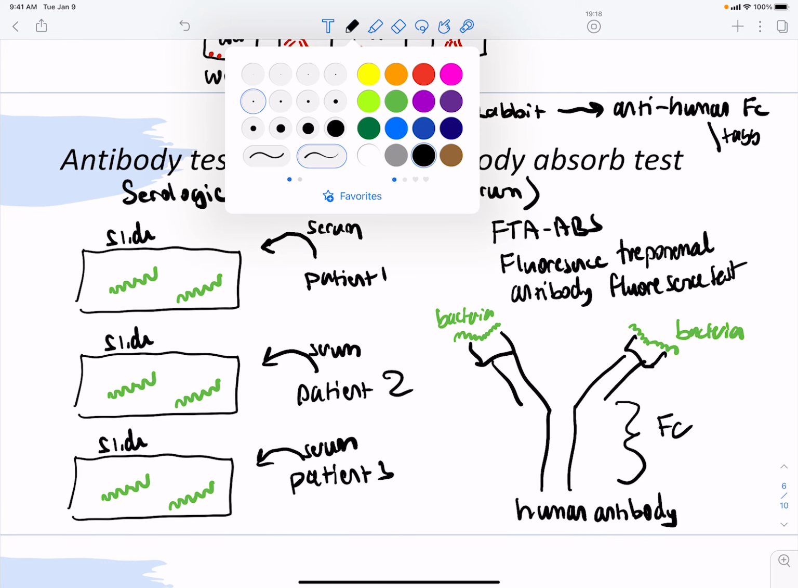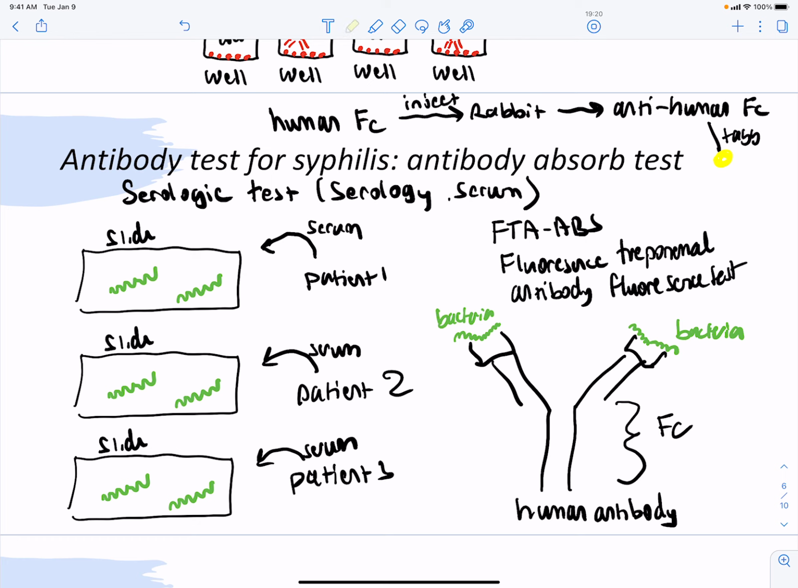Okay? Then you can take this anti-human Fc and you can tag it with a fluorescence. So you can make a tag that will make it glow if it binds. And so when you add patient 1, patient 2, patient 3, you are going to follow this. So this is step 1. And step 2 will be the anti-human Fc tagged with our fluorescent marker.